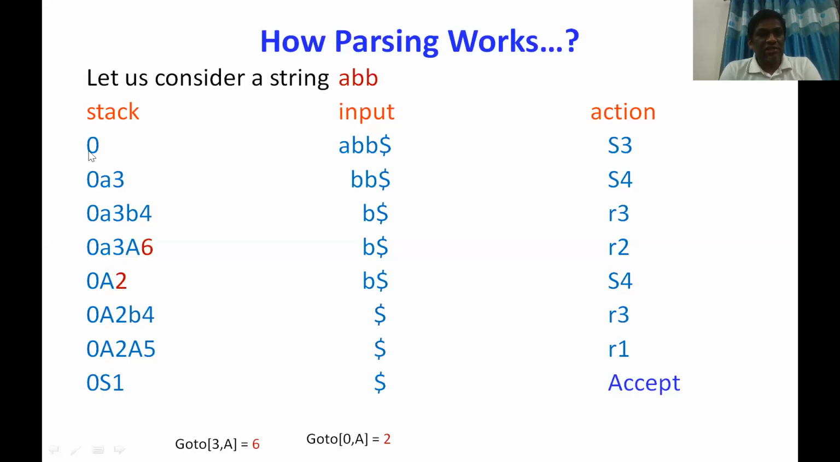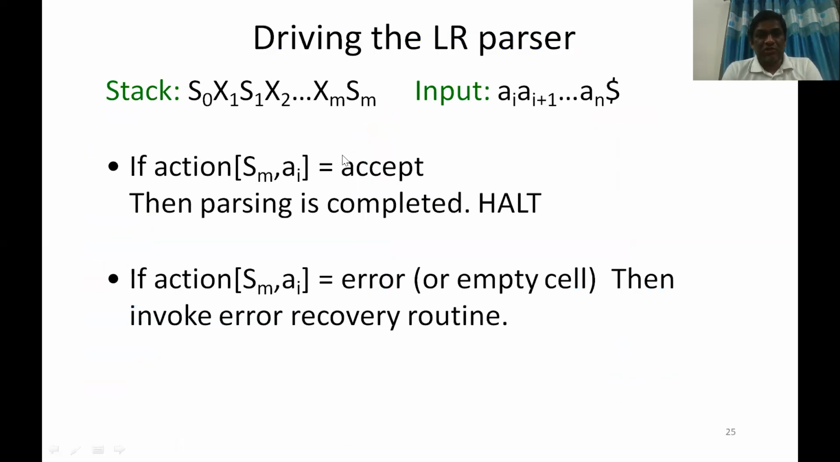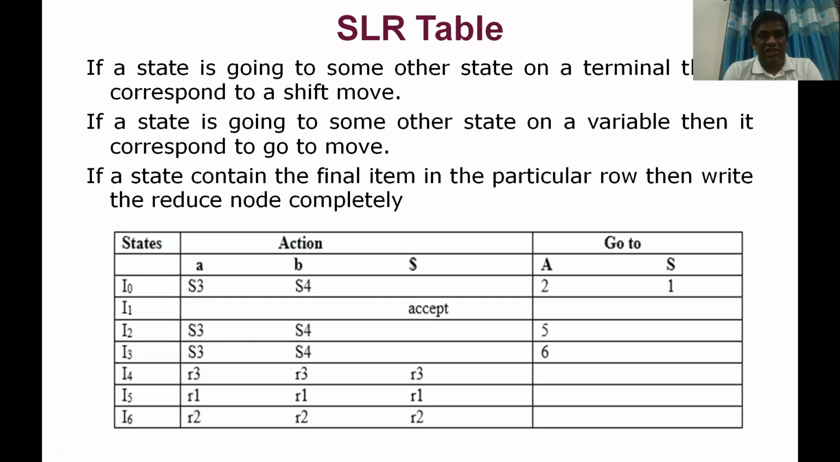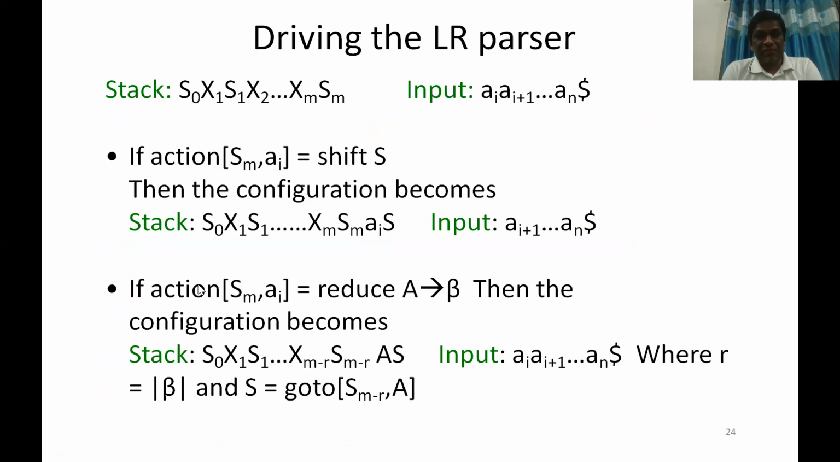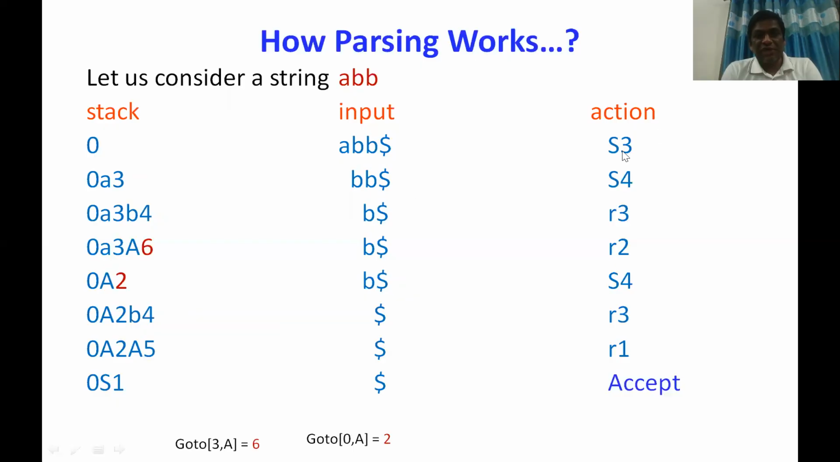On I0, this is state 0 with symbol A. What is the action suggested here? S3, shift 3. The action is shift 3. What does it mean? Move this A onto the stack and also the corresponding state number 3. So now the stack is 0A3 and the remaining input is BB dollar.